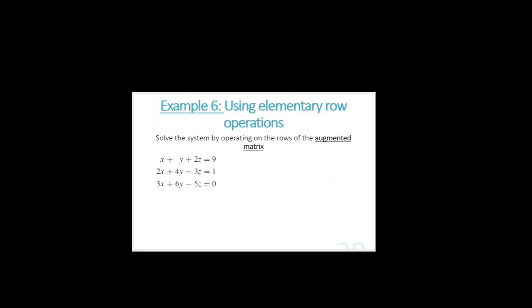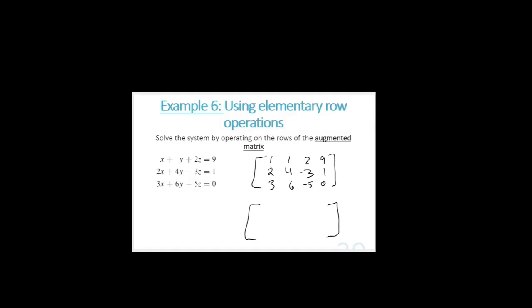So first off, how would we create this augmented matrix? Who wants to call that out? We got 1, 1, 2, 9. We got 2, 4, -3, 1, right? Then we got 3, 6, -5, 0. So here we're starting off with our augmented matrix. Then, the first thing that we are allowed to do is add -2 times the first equation to the second. So you're going to add -2 times the first row to the second row. What would that look like?